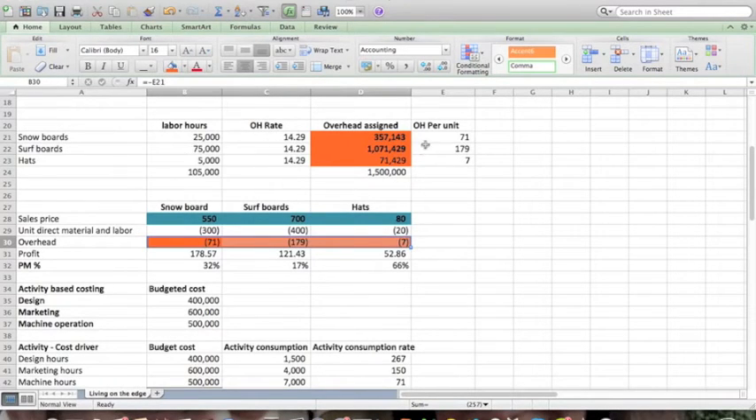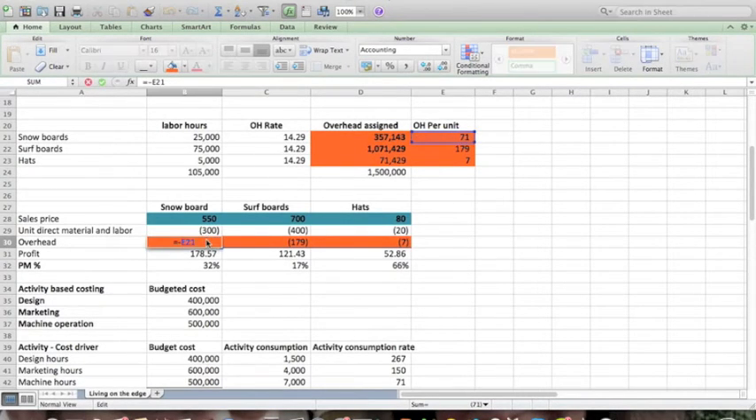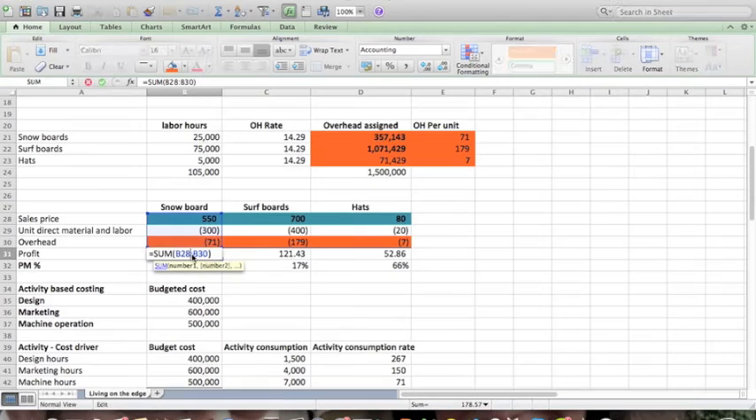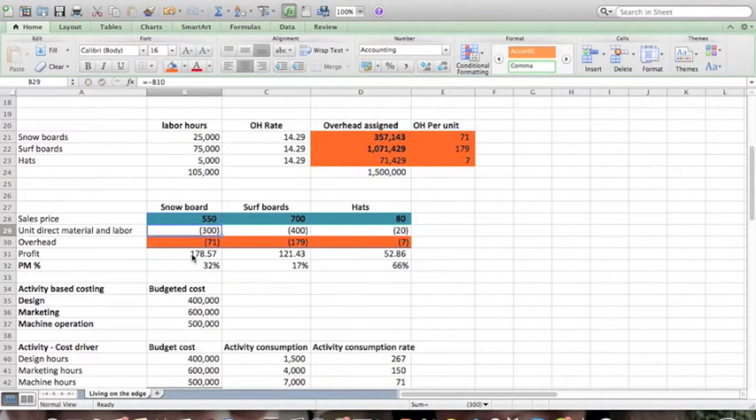So you could see that overhead per unit is actually coming from the fact that we figured that out. We calculated how much overhead is per unit of each type of product. So I'm adding that in, and I could see the profit margin is simply sales minus the unit direct material and labor minus the overhead.